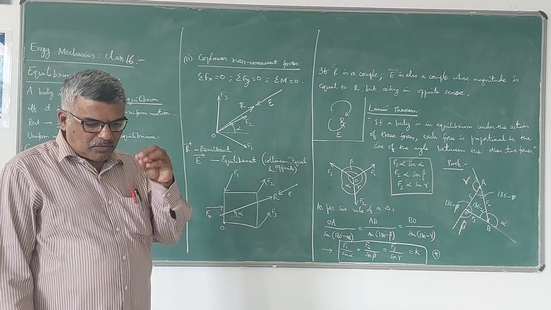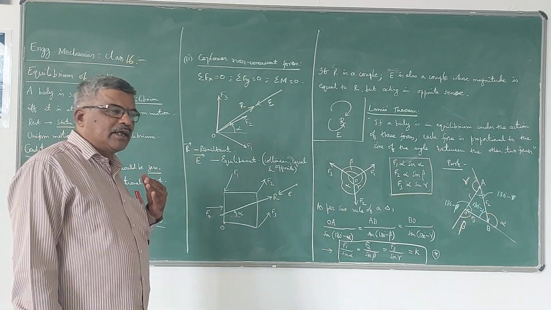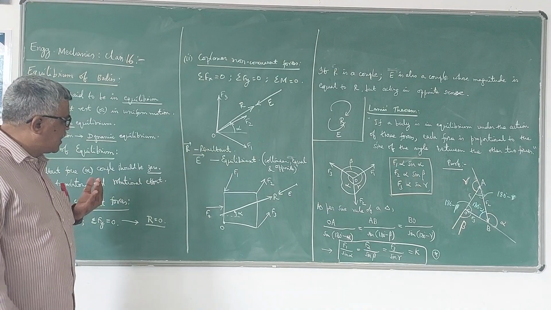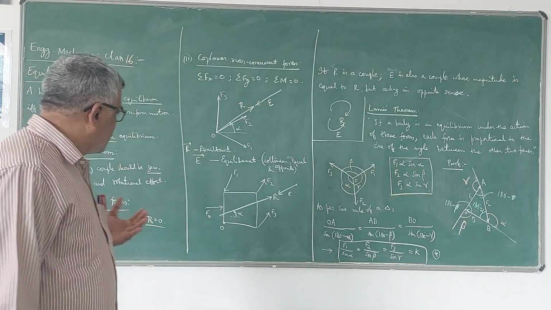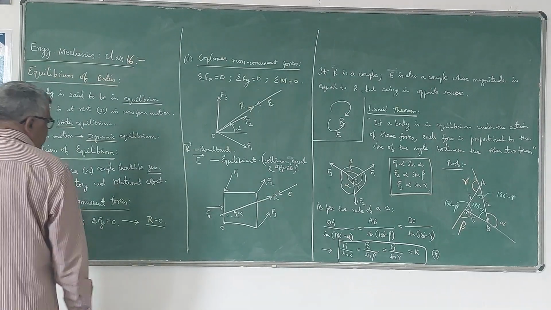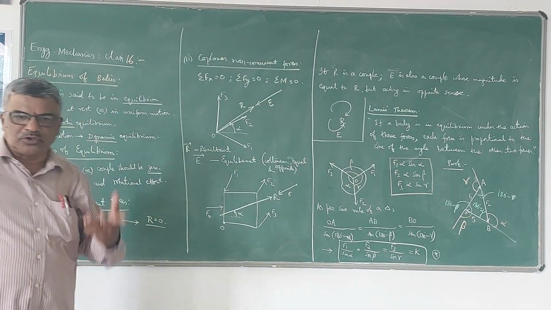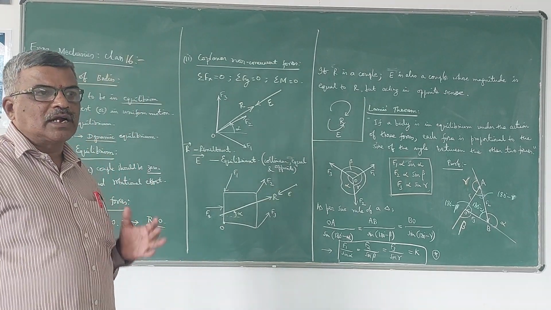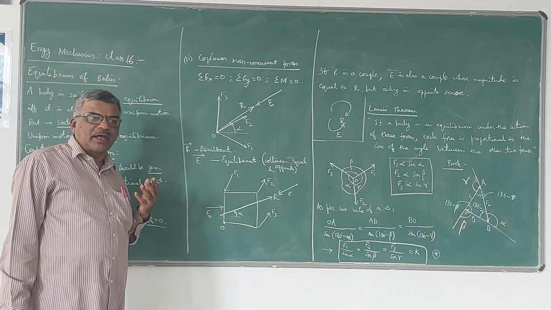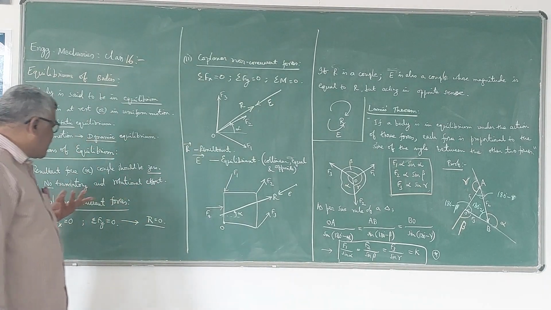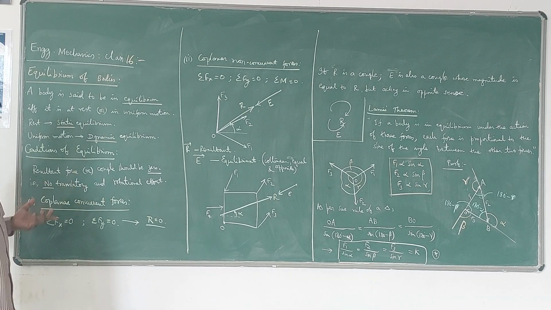So the body should not move, or it should not have any translation, as well as it should not have any rotation. The meaning of that is your resultant force should be zero, as well as the resultant couple also should be zero. Because the resultant can be in both ways, it can be a force or it can be a couple. So that's why both of them should be zero if we say that the body is in equilibrium.